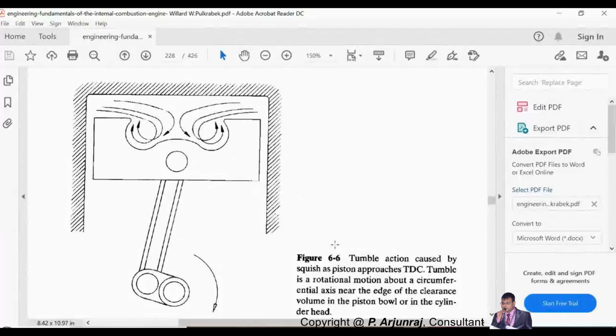When the piston is moving from BDC to TDC, the compression takes place, and during the compression you are also going to get the fuel injection before top dead center. So basically, the tumble action is caused by the squish. Again, I told you squish is nothing but the tangential flow of the air.